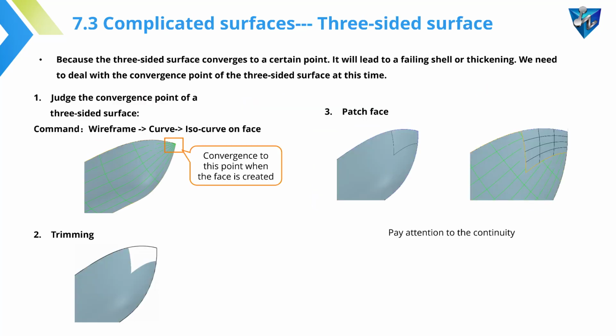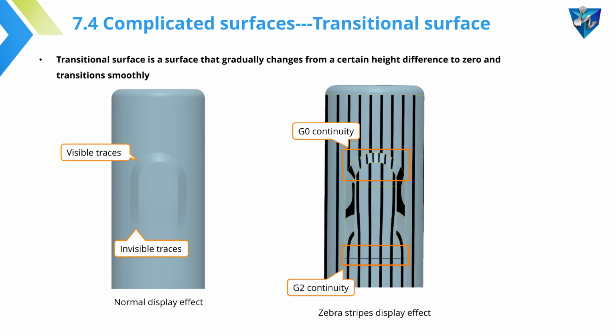Next, I will introduce the 3-sided surface. I mentioned earlier that if you don't do any operations on the 3-sided surface, the thicken command or shell command may fail. Why is this? You can use the ISO curve on face command to check the 3-sided surface. You can see the convergence at this point when the 3-sided surface is created. This is the reason. So we need to trim the surface, which includes the convergence point, and then patch the surface. After finishing these operations, this surface can be thickened. Next, let me introduce the transitional surface.